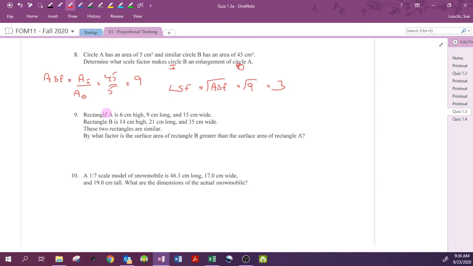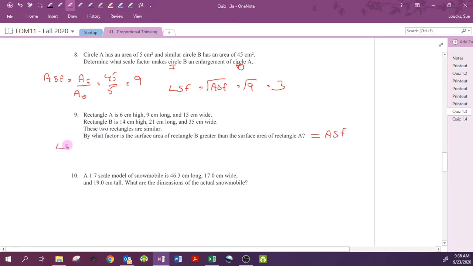By what factor is the surface area of rectangle B? Well, it doesn't actually ask me how much bigger it is. It's by what scale, what factor. So it's asking me for the area scale factor. Okay. So this is going to be the area scale factor.